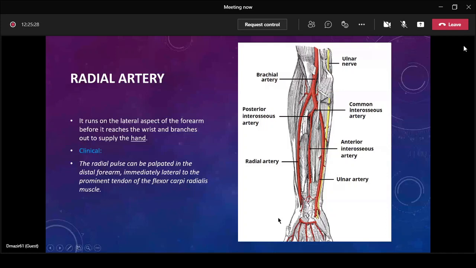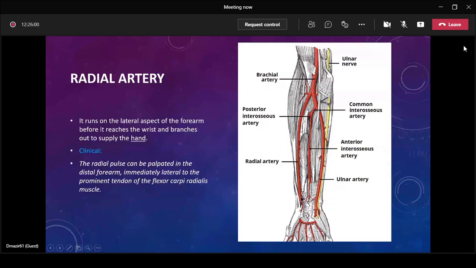If the person is dehydrated due to diarrhea, the pulse will be very feeble, a faint and weak pulse. If there is hypertension, high blood pressure, then there is a bounding pulse that strikes against the pulp of the fingers of the examiner. The radial pulse is palpated in the lower part of the forearm, immediately lateral to the prominent tendon of the flexor carpi radialis muscle.